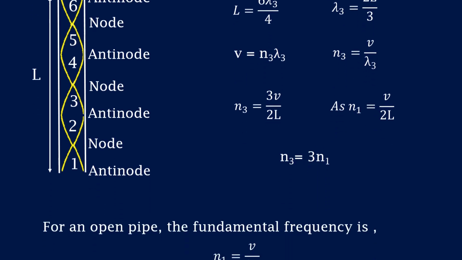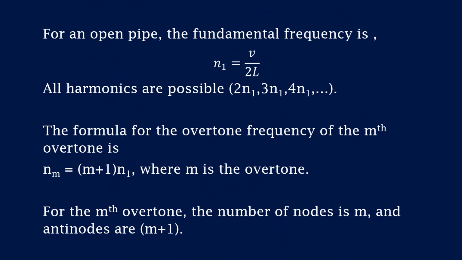The frequencies of harmonics in an open pipe: all harmonics are possible, that is 2n1, 3n1, 4n1, etc. The formula for the frequency of the mth overtone is nm equal to (m plus 1) into n1, where m is the overtone. For the mth overtone, the number of nodes is m and antinodes are m plus 1.